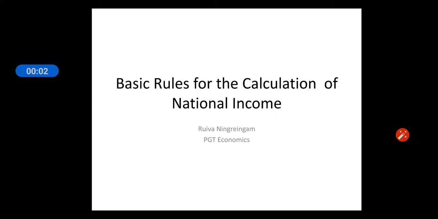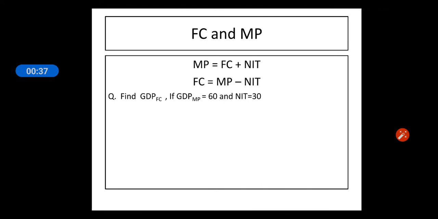Hello student, in this video we will learn basic rules for the calculation of national income. We have already discussed the meaning of factor cost, market price, gross concept and depreciation, right? So today in this video we will focus only on the method of conversion, like from market price to factor cost, or from net to gross, gross to net, or from domestic to national or national to domestic. Okay, now let us begin with factor cost and market price.